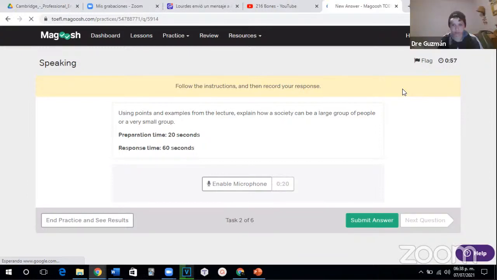Okay, perfect. 3, 2, 1. So good, really good answer. Can you tell us a little bit about how you structured it? How did you structure it?